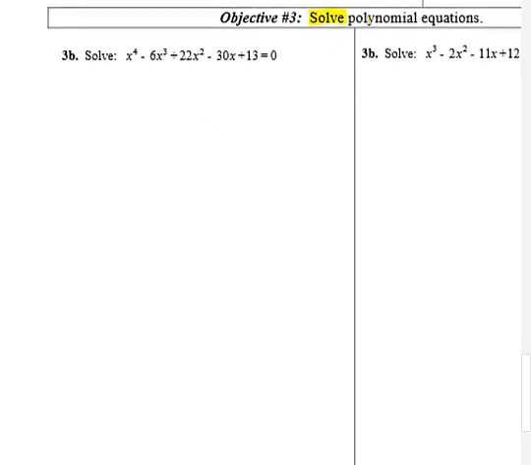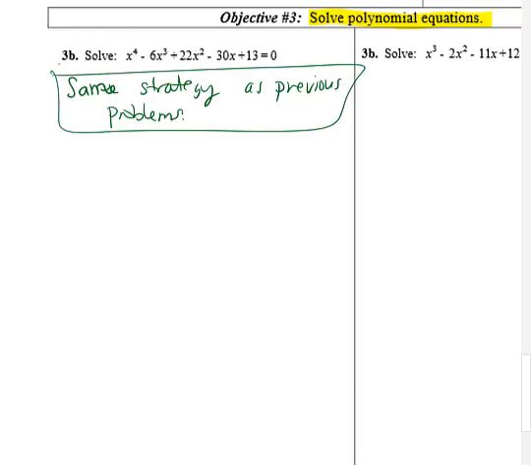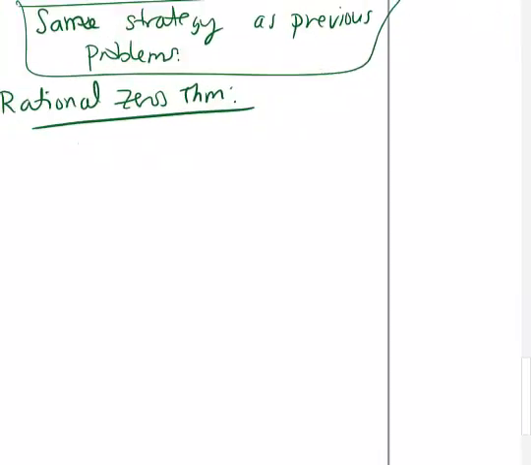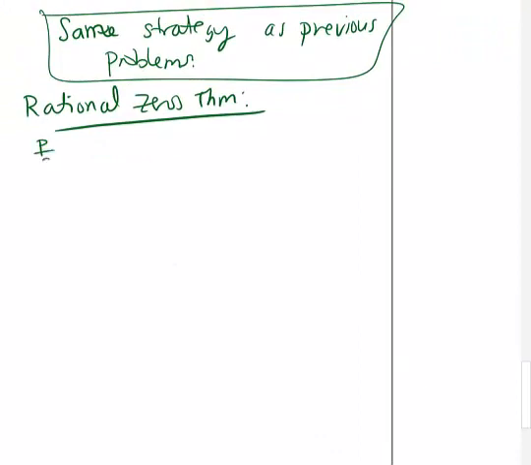Alright, and then this next objective says solve polynomial equations, which sounds like it's something totally different. We're actually going to use the exact same strategy as the previous problems. We're going to use the rational zeros theorem first. Let's try that. Rational zeros theorem. Okay, so it says that it's P over Q.